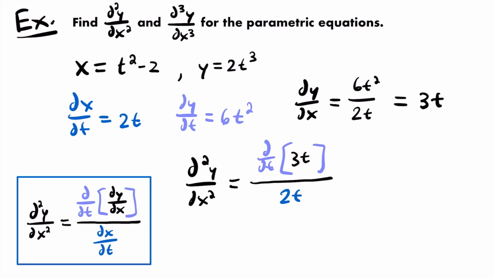All right, and so now if we take the derivative of 3t with respect to t, that's just going to be 3, right? The derivative of t to the first power is just going to be equal to the coefficient. So this will be equal to 3 divided by 2t. And so 3 divided by 2t is the second derivative of these parametric equations. And so that's one of the answers we needed to find.